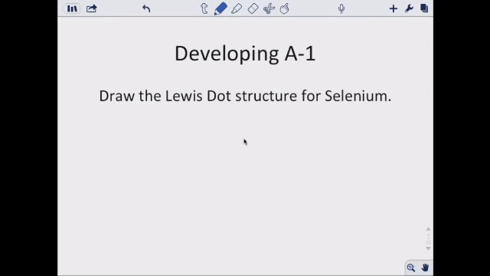So the first question we have, it says draw the Lewis dot structure for selenium. And selenium has 6 valence electrons because it is in group 16. And so what we do is we just write the symbol for selenium, and then we will fill the valence electrons around that symbol. In general speaking, most of the time we just start by filling 1, 2, 3, 4, 5, 6, and we get a shape like this.